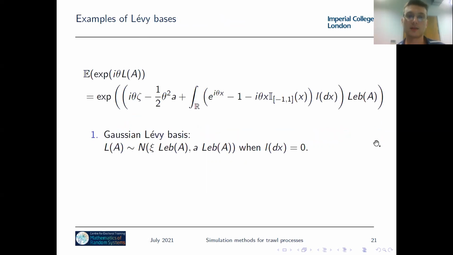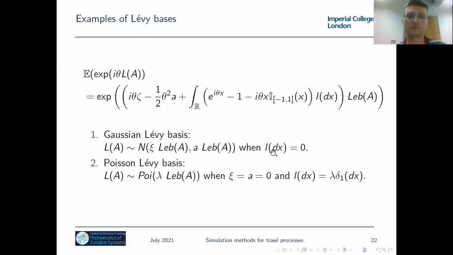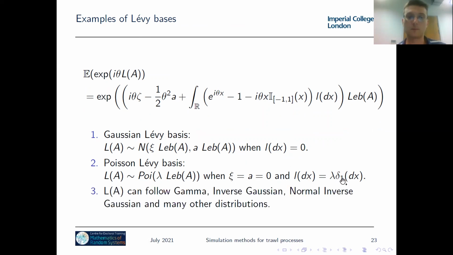Let us understand this notion of Levy basis by three different examples. The first one is the example of a Gaussian Levy basis where L of A has a normal distribution. In this case, we don't have a jump component and L is just 0. The second example is that of a Poisson Levy basis where L of A has a Poisson distribution with intensity given by lambda times the Lebesgue measure of A. In this case, psi and A are 0. So we have no Gaussian component, and L is given by lambda times the Dirac delta measure at 1.